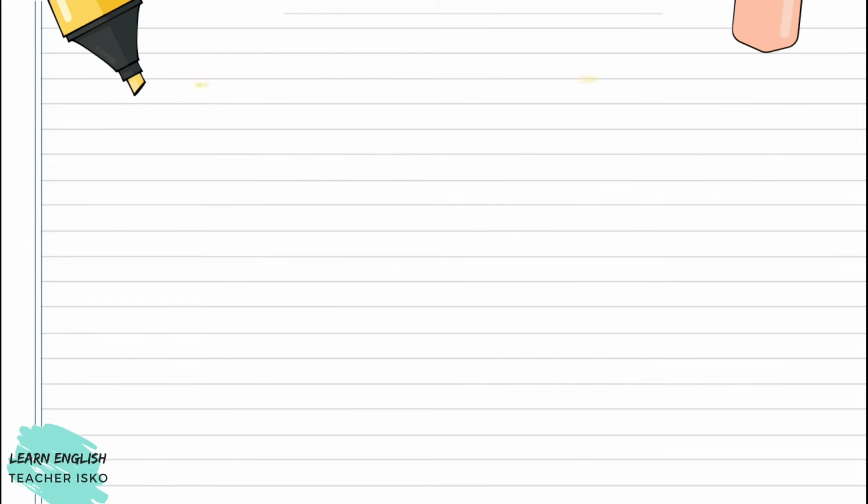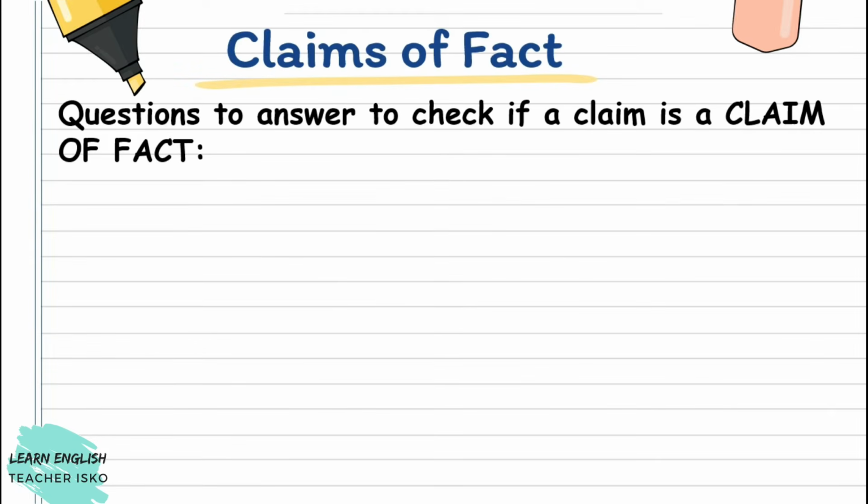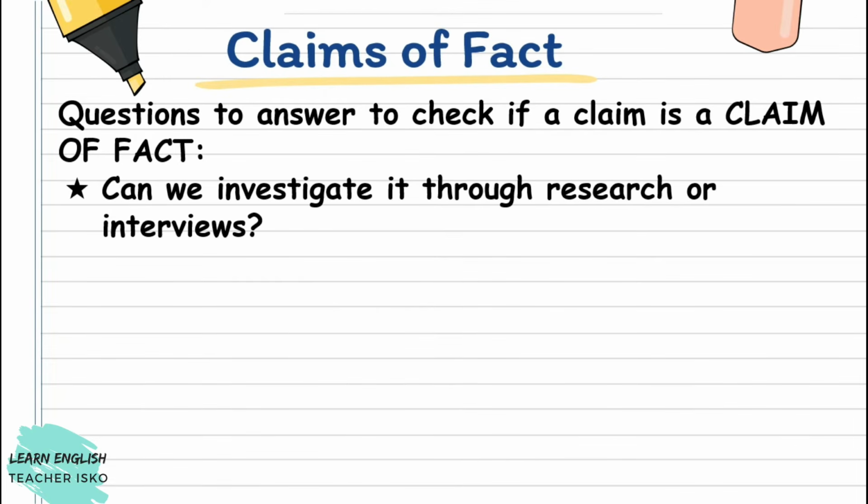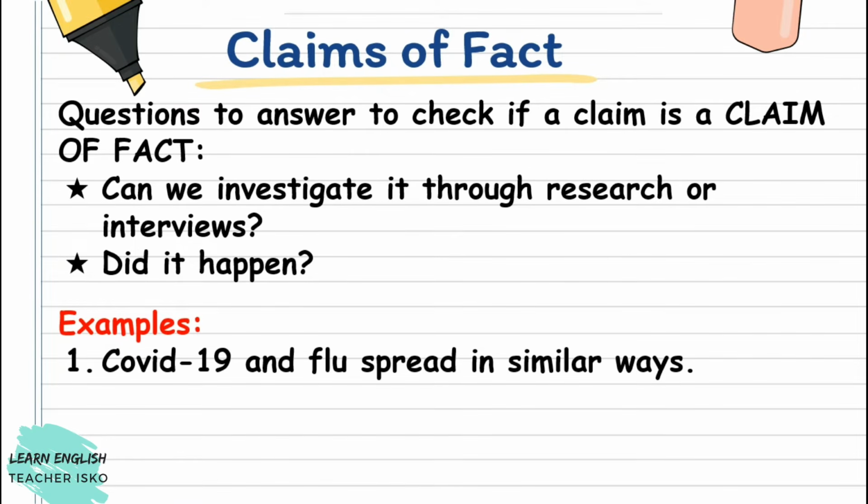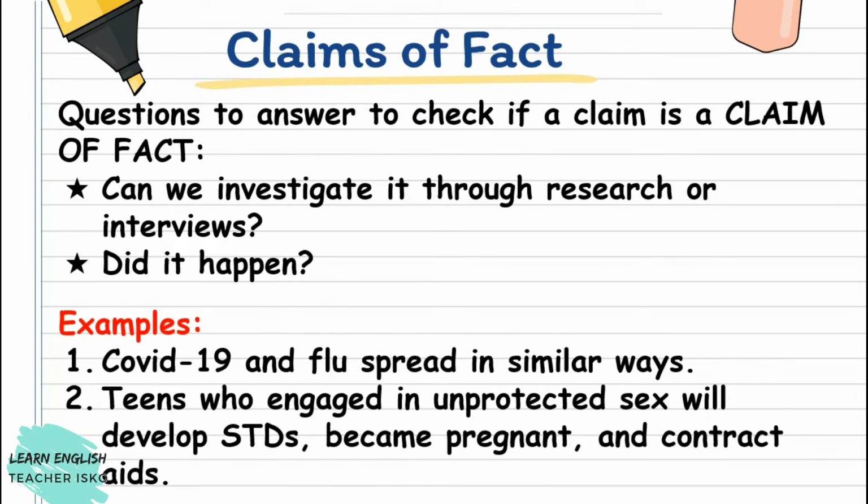These are the questions to answer to check if a claim is a claim of fact. First, we have the question, can we investigate it through research or interviews? Did it happen? An example of a claim of fact is COVID-19 and flu spread in similar ways. Another statement of this kind is teens who engage in unprotected sex will develop STDs, become pregnant, and contract AIDS.